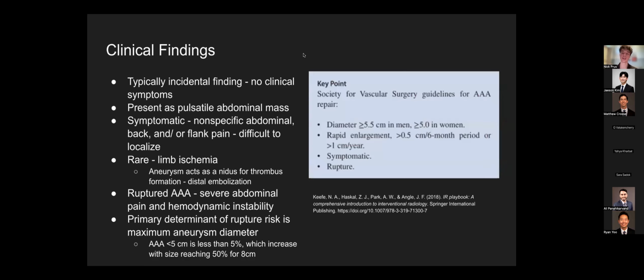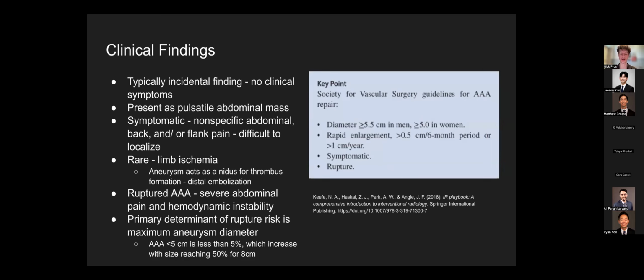The clinical findings are quite similar to thoracic aortic aneurysms and thoracoabdominal aortic aneurysms. So typically they are incidentally found, so patients usually present with no clinical symptoms. If they do present with symptoms, they could have a pulsatile abdominal mass, also nonspecific pain in the abdomen, back, flank pain, and it's difficult to localize.